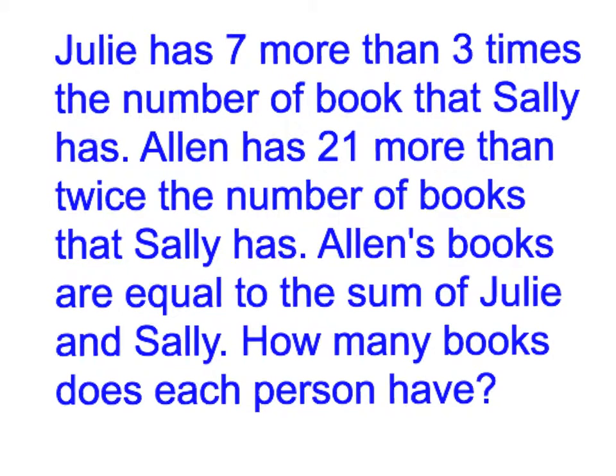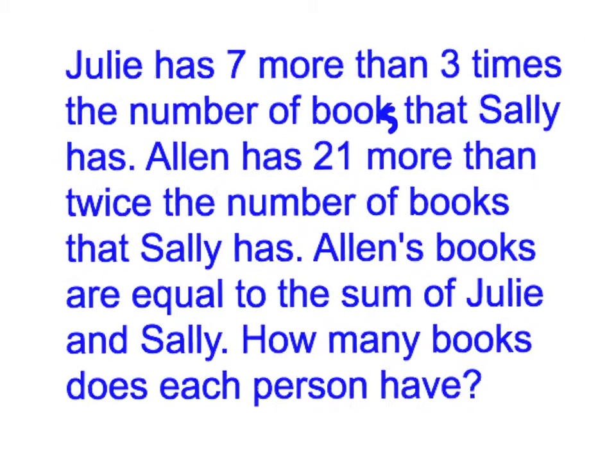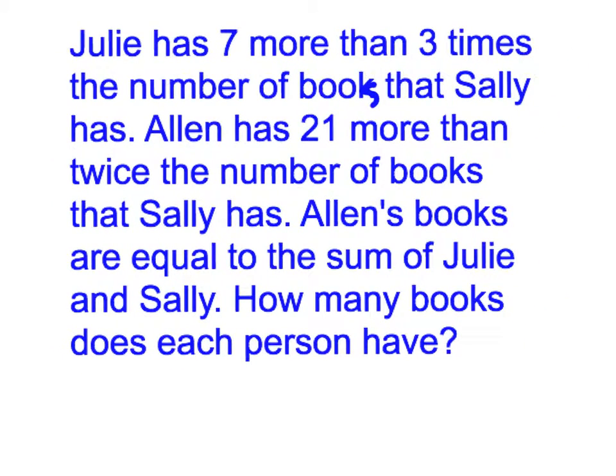Julie has 7 more than 3 times the number of books that Sally has. Alan has 21 more than twice the number of books that Sally has. Alan's books are equal to the sum of Julie and Sally. How many books does each person have? Okay, Julie has 7 more than 3 times the number of books that Sally has. Alan has 21 more books than twice the number of books Sally has.